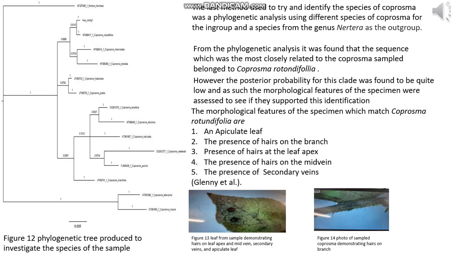the morphological features of the specimen were assessed to see if they supported this identification. The morphological features of the specimen which match Coprosma rotundifolia are an apiculate leaf, the presence of hairs on the branch, the presence of hairs at the leaf apex, the presence of hair on the midvein, and the presence of secondary veins.